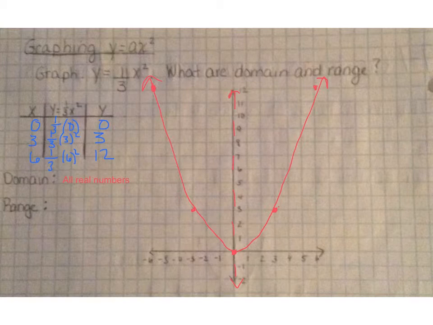Our range is our y values. So if we look at our y values here, we can see that our range is only going to be when y is greater than or equal to 0. You're not going to have any negatives in this graph.